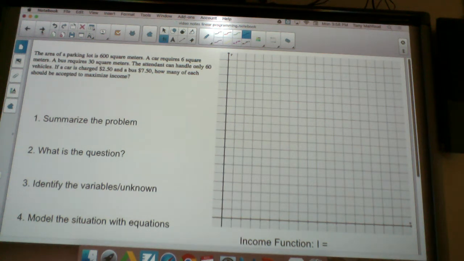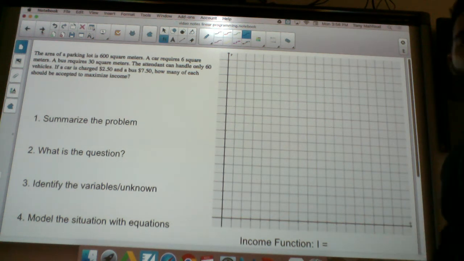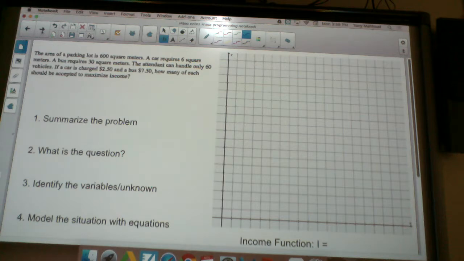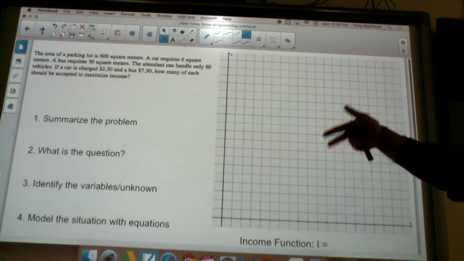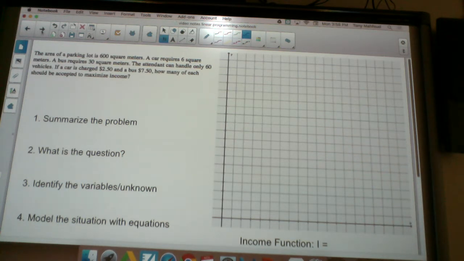Okay, so we have our second problem here. Remember the same concept. We want to read, underline, highlight any important information to help us answer those questions to form our constraints or our inequalities.